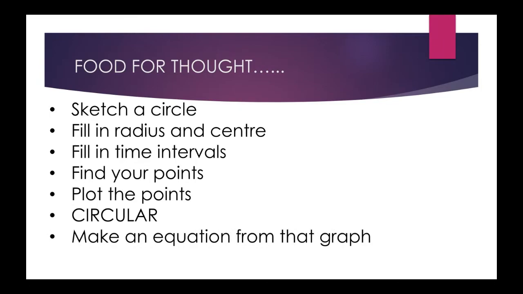Max plus min over 2. That's D. Max minus min over 2. That's A. 2 pi over the period. That's B. And then use the appropriate phase shift to get that working. And then after you got your equation, you would, of course, brag about that graph.